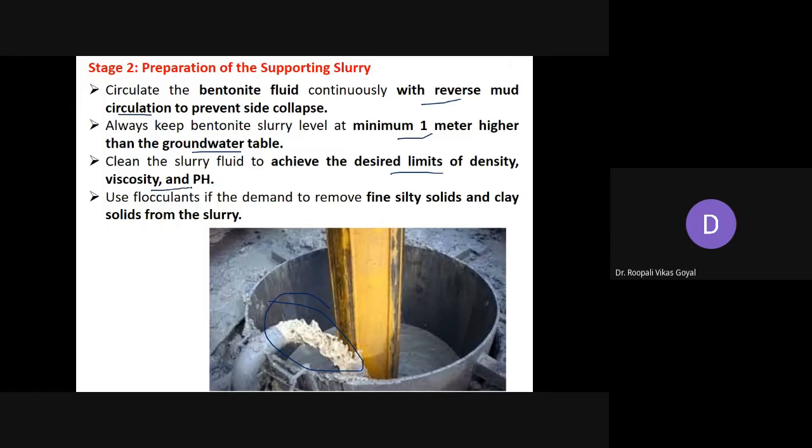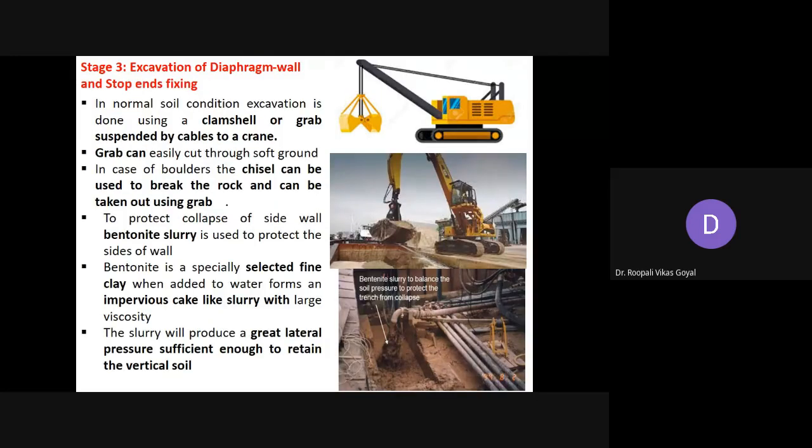So as per requirement, you have to prepare your bentonite slurry. And you can utilize the flocculant also if the demand is to remove the fine silty solid and clay solid from the slurry. So some flocculant materials are also available that can be also used in this slurry. So proper preparation of slurry as per the guideline and as per requirement, you can do it. Okay. Then after, the actual process starts, that is of excavation.